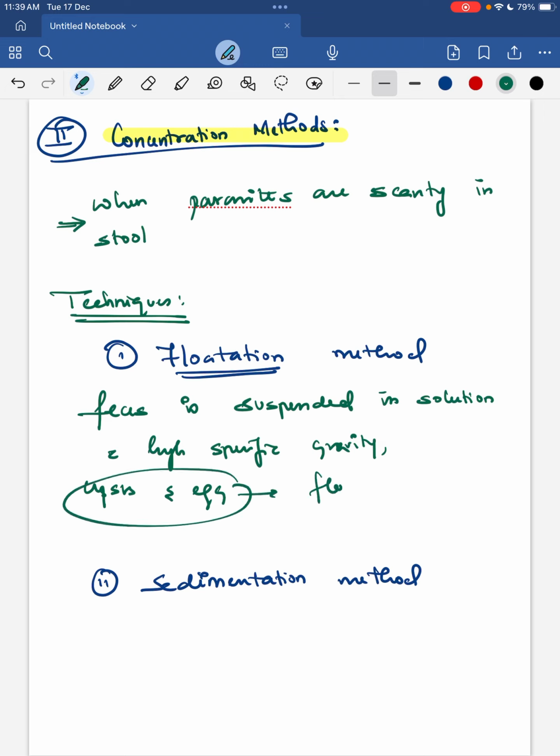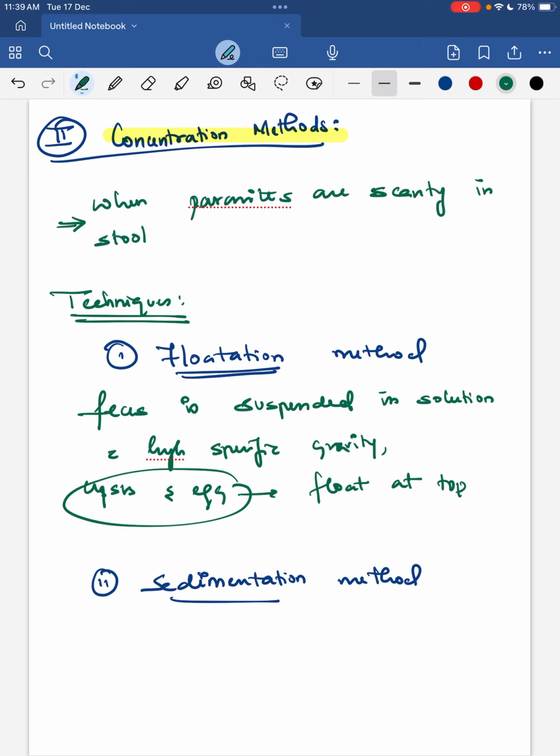While coming to a sedimentation method, it is just the opposite of that. That is, your feces, that is your stool sample, is suspended in a solution with low specific gravity, so that your cyst and eggs are sedimented at the bottom, either spontaneously or by using centrifugation. Your eggs and cyst will sediment at the bottom. Then after that you will do a routine examination on the slide to look for the eggs and cyst.